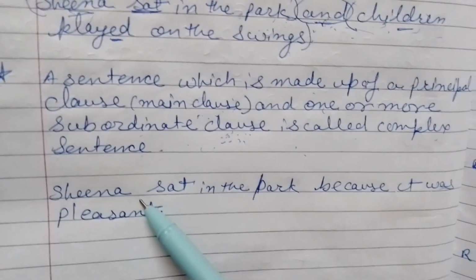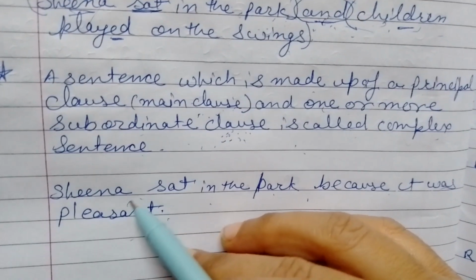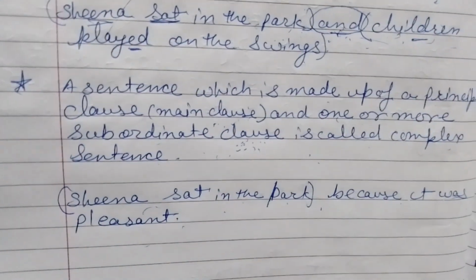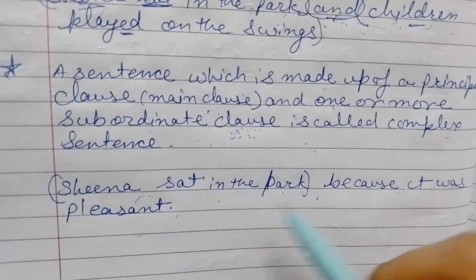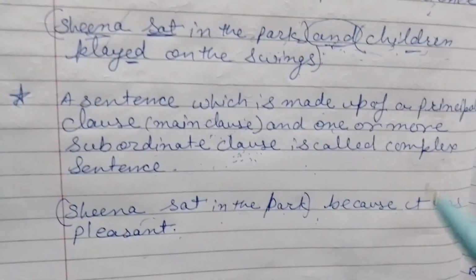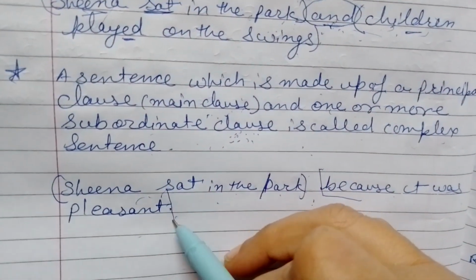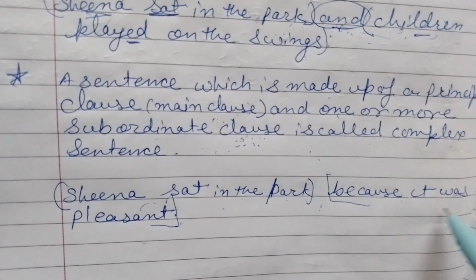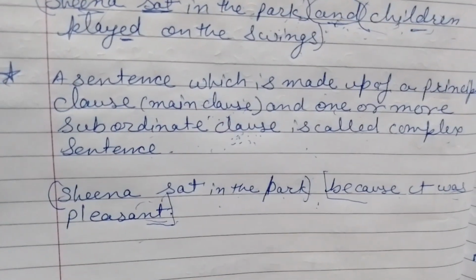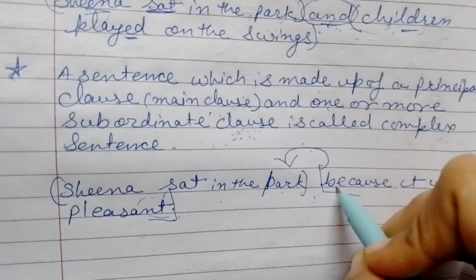Let us see an example. Sheena sat in the park because it was pleasant. Now see, Sheena sat in the park is our main clause, our principal clause. It can stay on its own, right? It has its meaning complete, it is complete in its sense. But here, because it was pleasant, only this group of words cannot survive on its own. It is dependent on this main clause to convey its meaning.